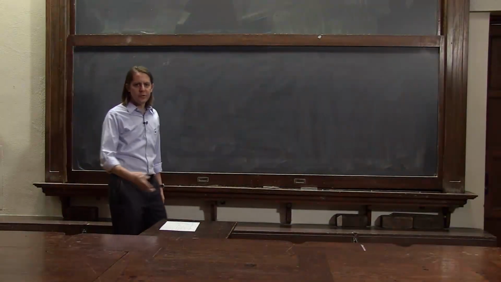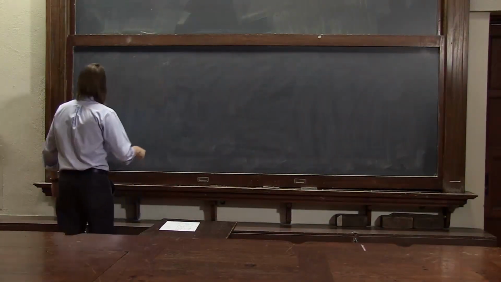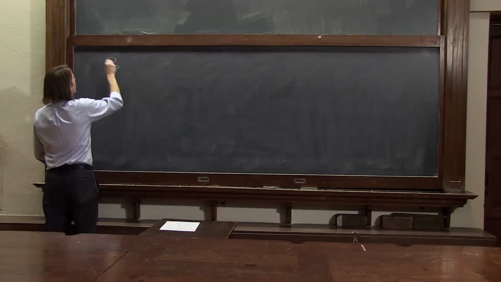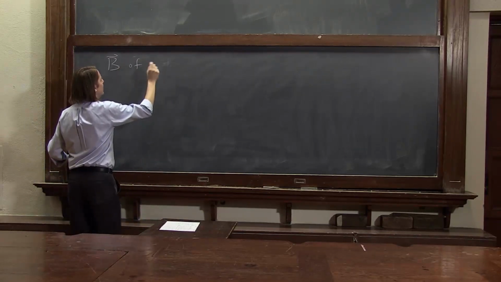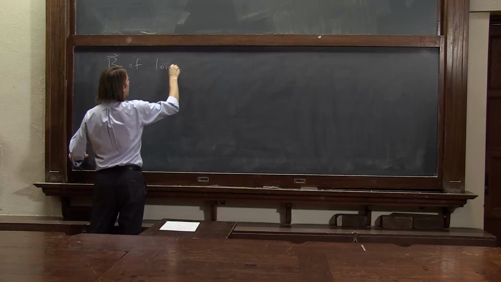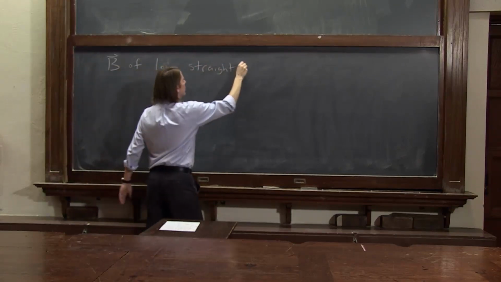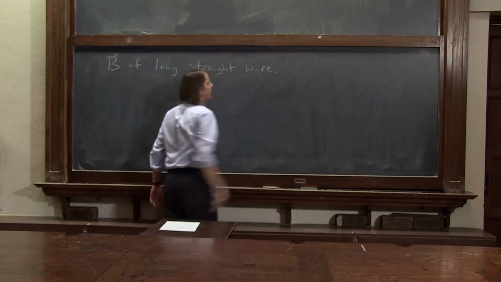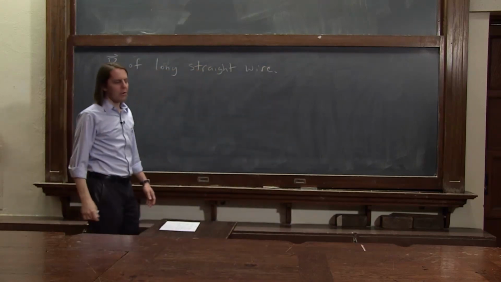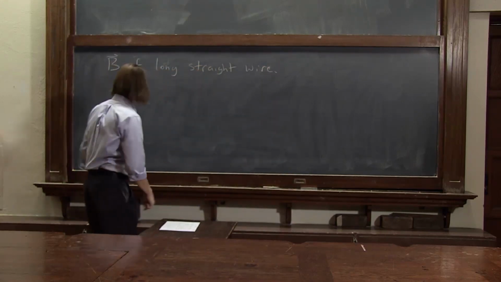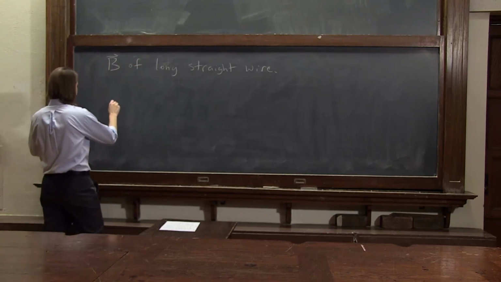Let's practice using Ampere's law in a case with symmetry to calculate the B, the magnetic field of a long, straight wire. We did it with the Biot-Savart law. Let's go ahead and also do it with Ampere's law. Make sure we get the same thing.